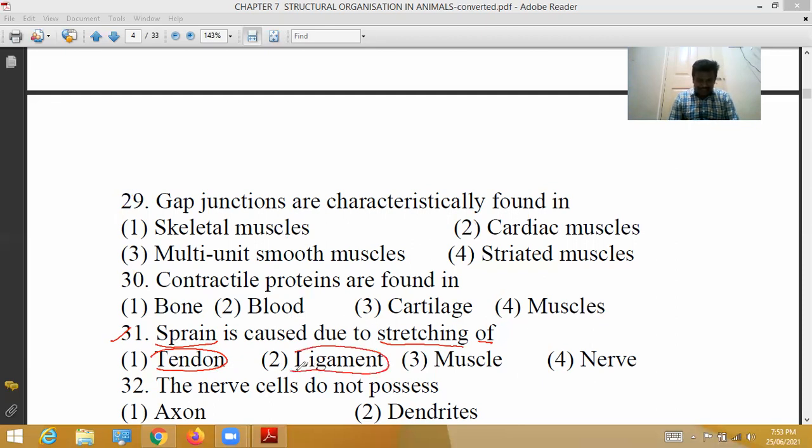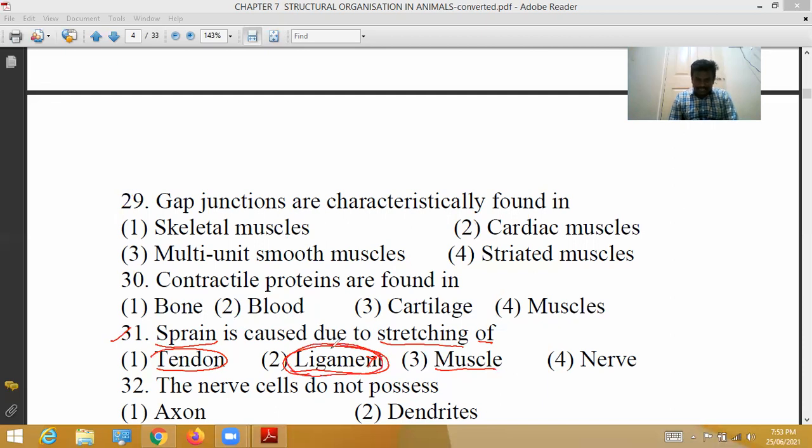Is it ligament? Ligament helps to bind muscles to the skeleton, so that option is also wrong. Okay, muscle cells. Sorry, a little correction here: sprain is caused due to stretching of ligaments only. Generally, sprain is an injury in a joint in which some of the fibers of supporting ligaments are ruptured, though the continuity of the ligaments and their binding to two bones remain intact. So sprain is caused due to stretching of ligaments.